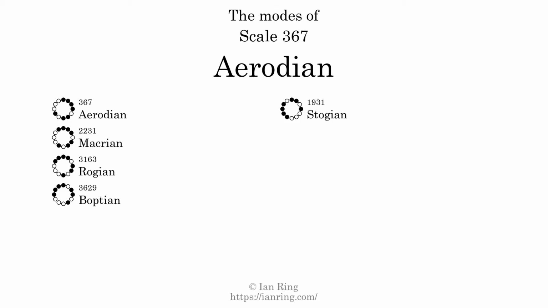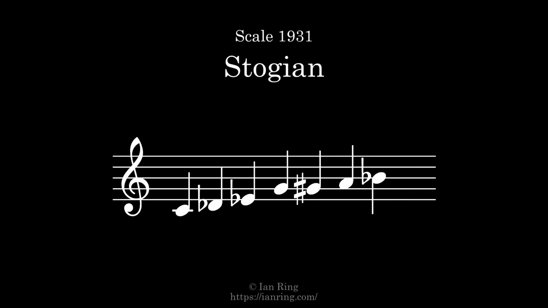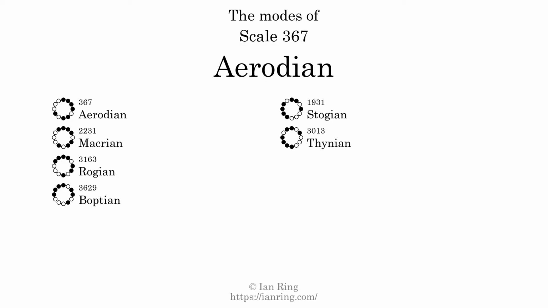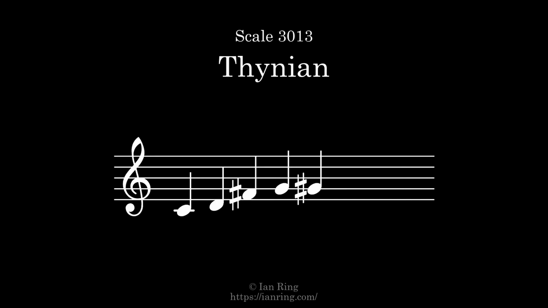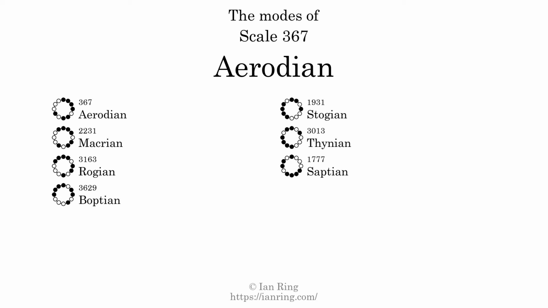The fifth mode is scale 1931, also known as Stojan. It sounds like this. The sixth mode is scale 3013, also known as Thynian. It sounds like this. The seventh and last mode is scale 1777, also known as Saption. It sounds like this.